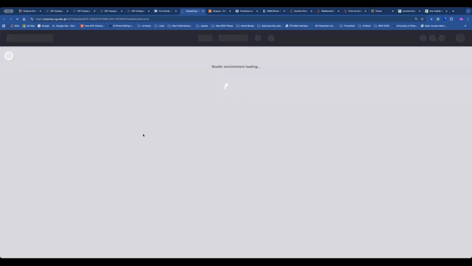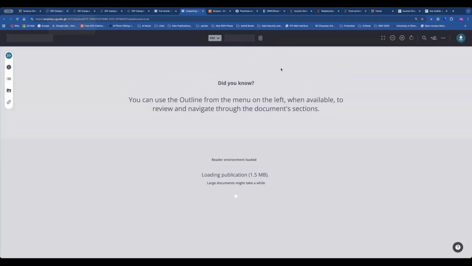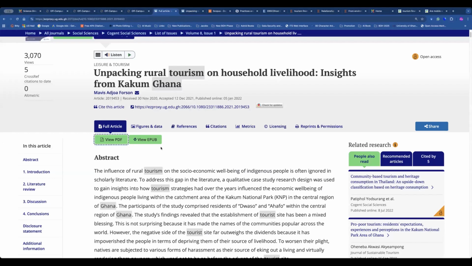And it will open. When it opens, sometimes the internet speed will also be part of it. This is a smaller file, so I'm hoping that it will open easily. Let me see, the EPUB version will open faster.